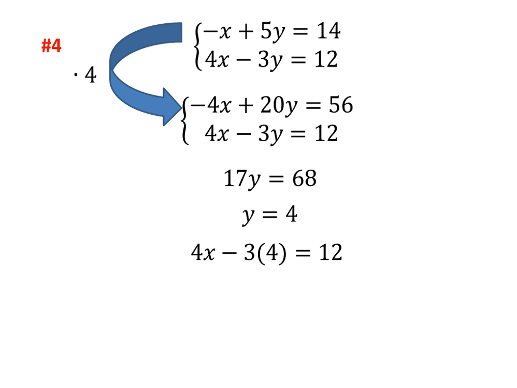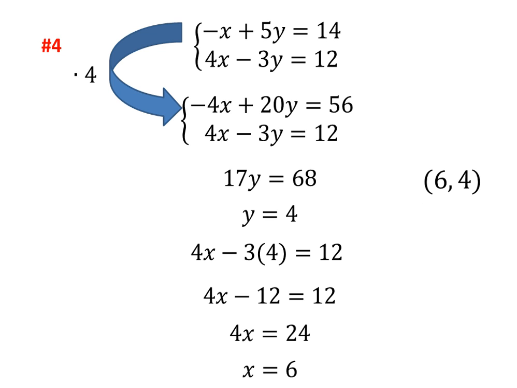So I'm going to choose the bottom equation. I'm going to take 4x minus 3 times y equals 12, and I have 4x minus 3 times 4 equals 12, because 4 is y. Simplifying this, I get 4x minus 12 equals 12. Adding 12 to both sides to solve this equation gives us 4x equals 24. Dividing both sides by 4 gives us x equals 6. So the solution to this system, as an ordered pair, is (6, 4), right there.